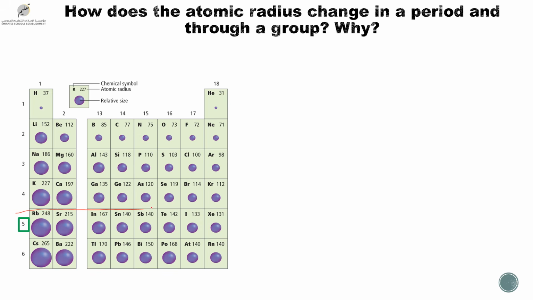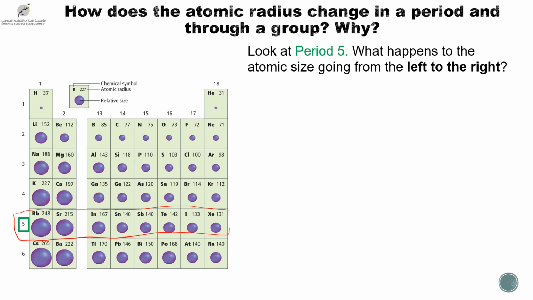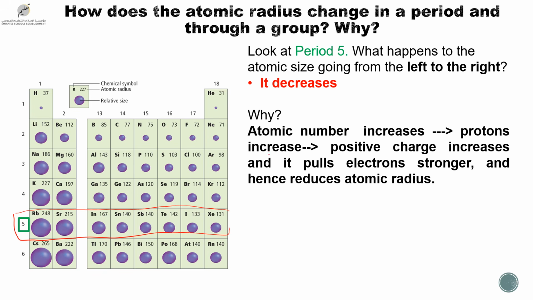يعني من اليسار إلى اليمين, in a period, in a row. Okay? So look, what happens to the size, guys? In period 5, for example. The size decreases, right? As you can see. Now, what is the reason for that? So, the atomic number increases when we go from the left to the right. عدد البروتونات يزداد من اليسار إلى اليمين. So the nucleus will have a more positive charge.